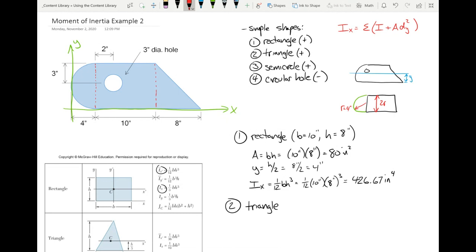Does that make sense? No worries. No, the circular hole isn't dead center. That's the point. It's a little off.